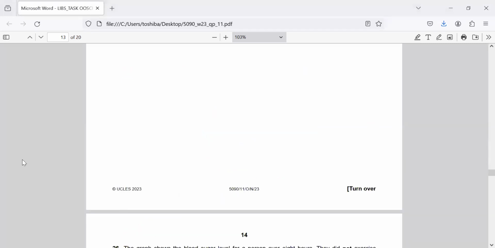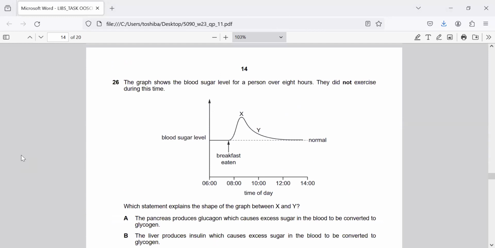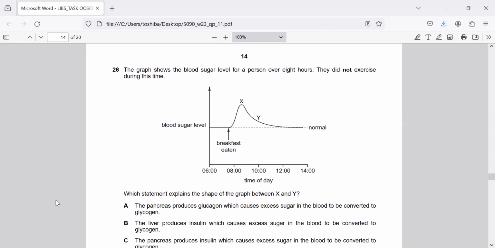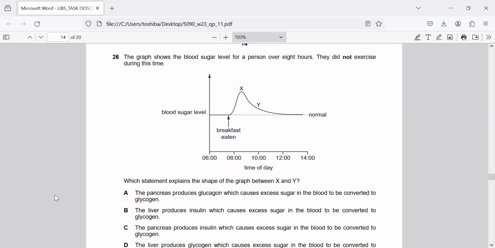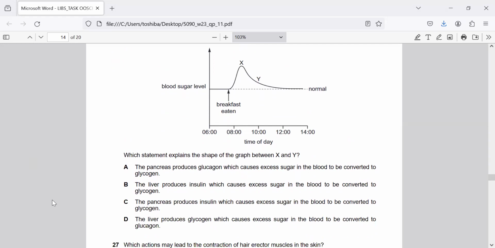So question number 26. The graph shows the blood sugar level for a person over 8 hours. They did not exercise during this time. This is the blood sugar level graph. At y-axis we have blood sugar level, at x-axis we have daytime. Which statement explains the shape of the graph between X and Y? This is X and Y, and we have to tell the shape of the graph. Which statement explains this? Let's read out the statements.